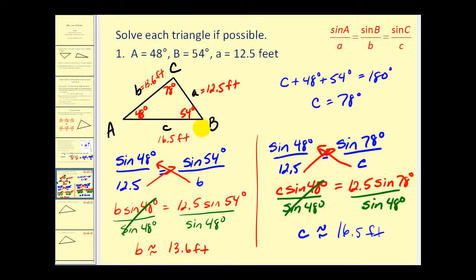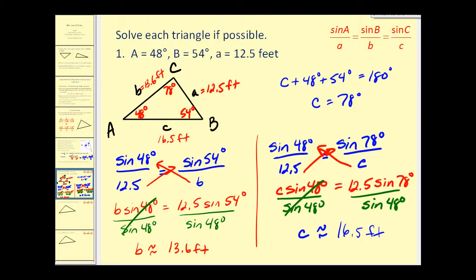Now one last check to make sure we didn't make a calculation error or misplace a decimal. The longest side should be opposite the largest angle. So here's our largest angle of 78 degrees. 16.5 feet is the longest side. And the shortest side of 12.5 should be opposite the smallest angle, which it is. So this is a nice way to double check our work one last time to make sure we didn't make a mistake on the calculator to solve our triangle.